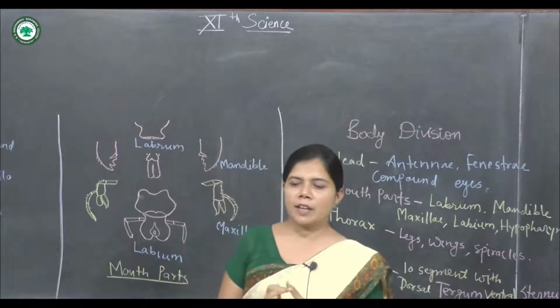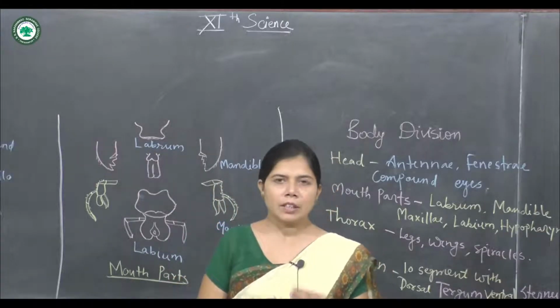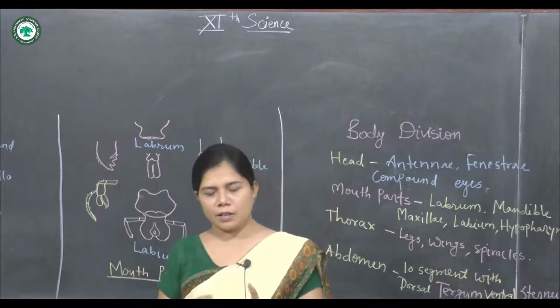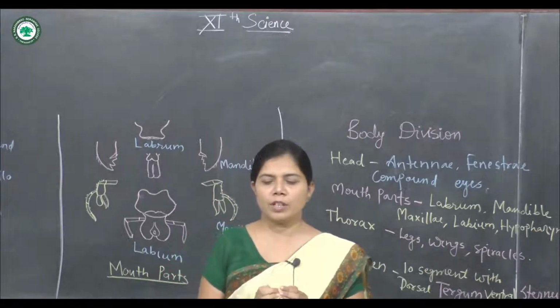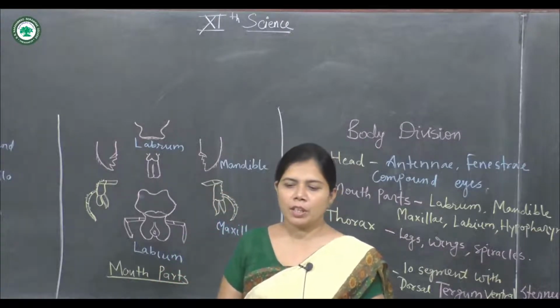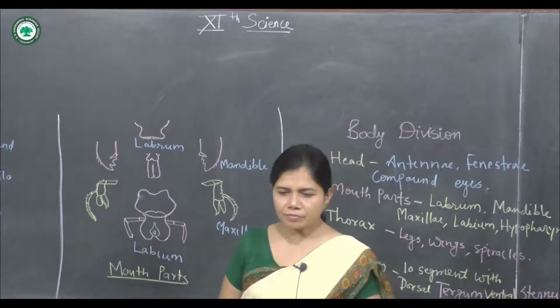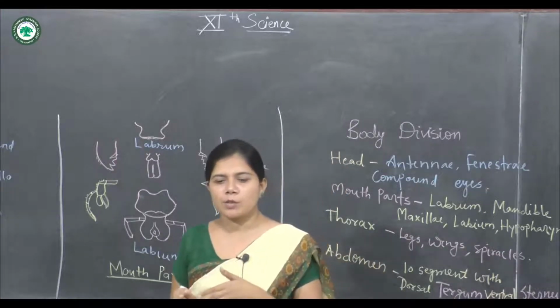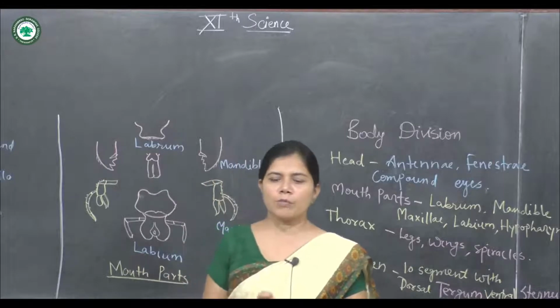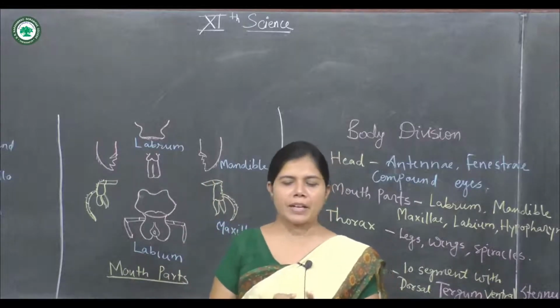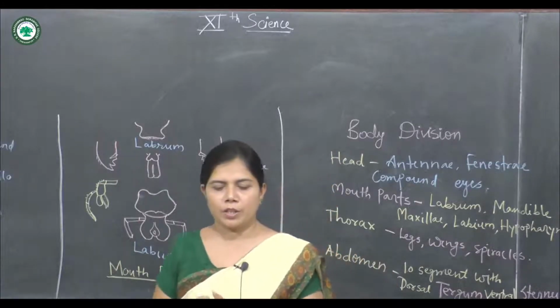Again, it has a labial palp which is three jointed and sensory in function. It is useful in pushing the chewed food into the preoral cavity. It also prevents the loss of food falling from the mandibles during chewing.